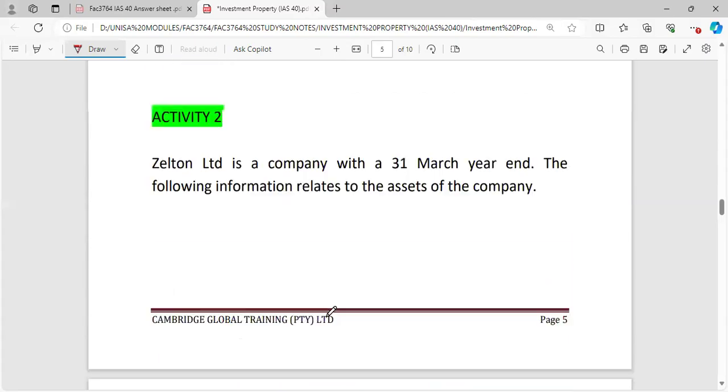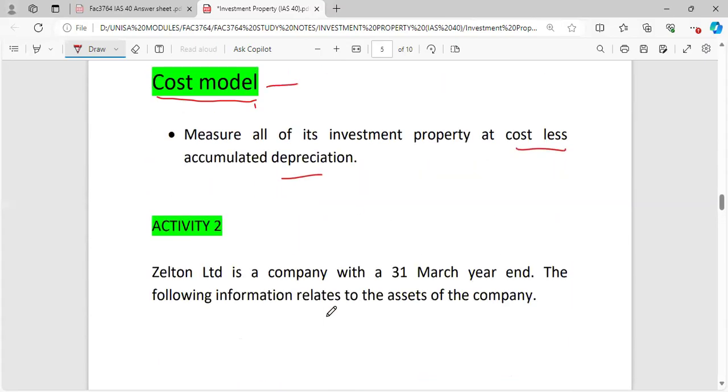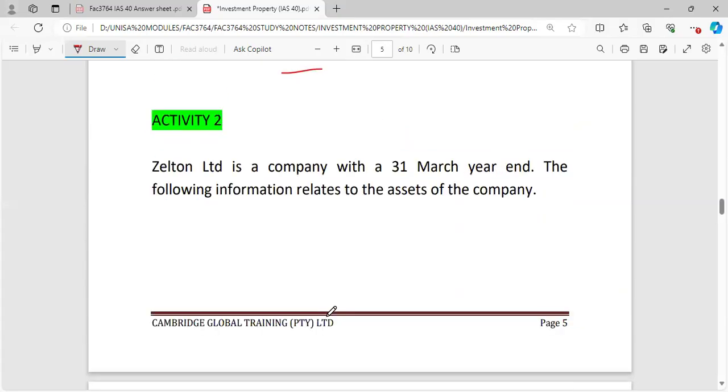Okay, this one we're going to do. There's something that I saw on it. Okay, we still have time. We can do this one. They say Zelton Limited is a company with a 31 March year end. The following information relates to the assets of the company. Always look for the end of the financial year. It's very important when you are answering your question.